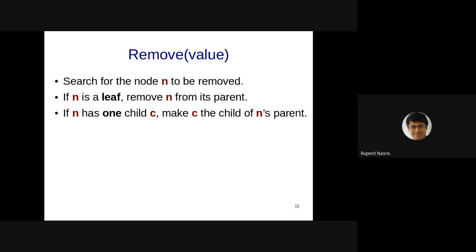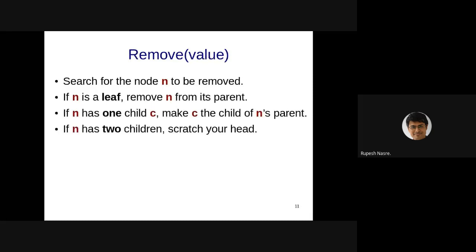If n has one child, this case was also easy: n's child becomes the child of n's parent. So the grandparent adopts the grandchild, where the grandparent is n's parent and the grandchild is n's child. That also is reasonably easy. The only case that becomes problematic is two children. If n has two children, then we need to scratch our head. So let's see how that can be modeled. In the meanwhile, you can also think about whether there is any interesting way in which that can be done. But for that, let's look at it pictorially.